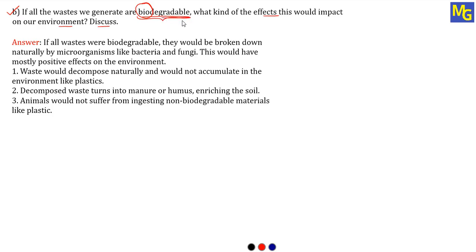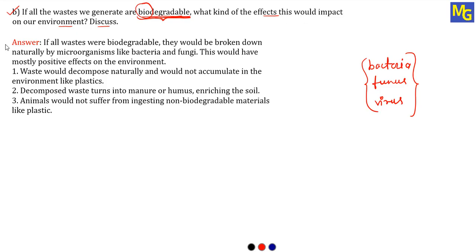If the waste is decomposed by living organisms, like bacteria, fungus, or virus, etc., then that waste is called biodegradable. And if it is not, then it is called non-biodegradable, like plastic. Plastic cannot be decomposed by any of these organisms, so it is called non-biodegradable. But here in the question they have asked, all the waste is biodegradable. Then what kind of effect can you see in the environment?